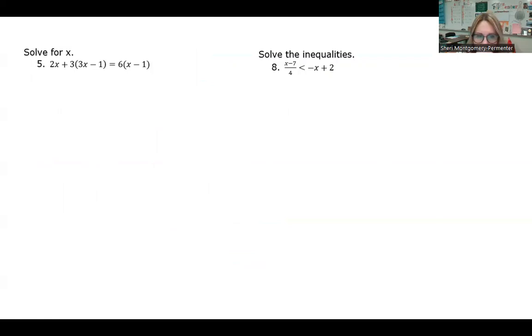On to the back. The 3 problems on the back at the top are solving for x. So that's what we'll do first. We will solve for x.